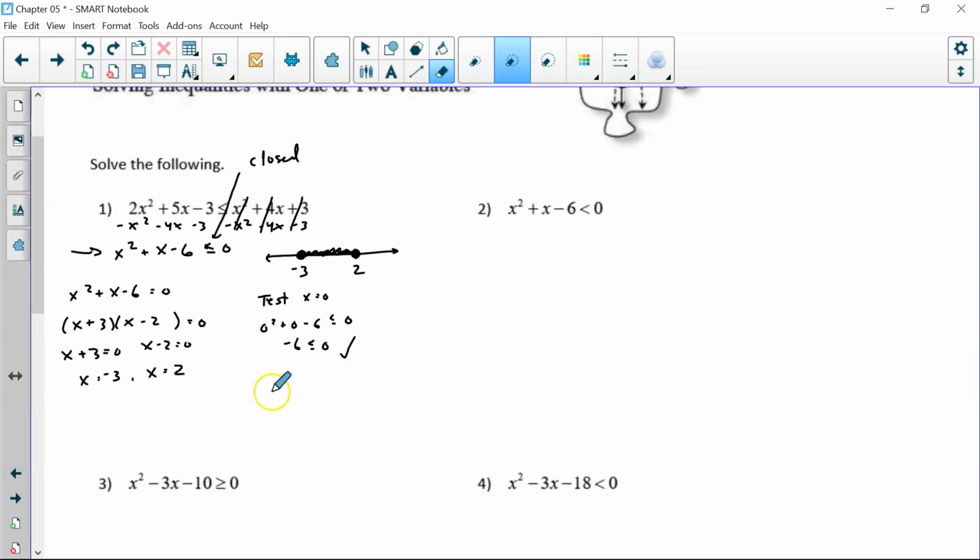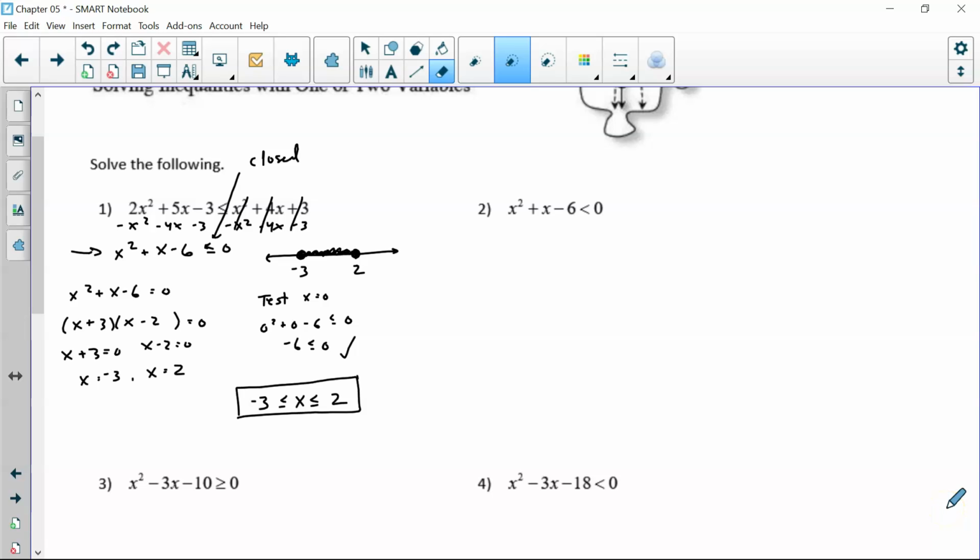So the way we would write our answer, x, and that's going to be between negative 3 and 2. X is greater than or equal to negative 3 and less than or equal to 2. So x is between negative 3 and 2. There's our solution.